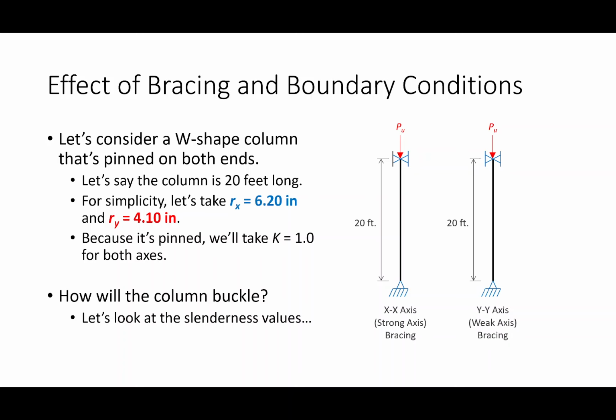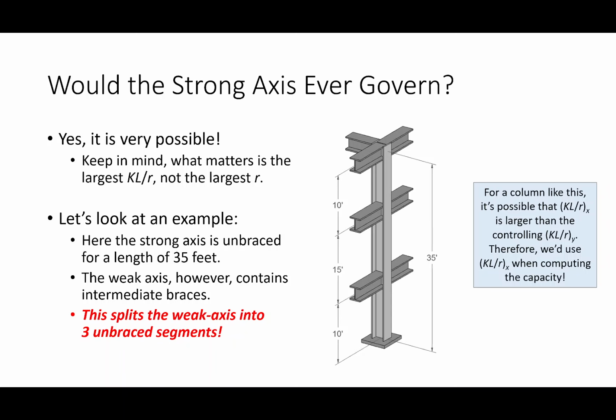Now, I imagine that a question that's swimming in your head right now is, okay, Dr. Mike, I get the whole KL over R's, but what is this? Why are you looking at this column and this column, and it's the same column? What's going on here? I don't understand this. Fair question, okay? Let me give you a sort of three-dimensionally rendered example of what I'm talking about.